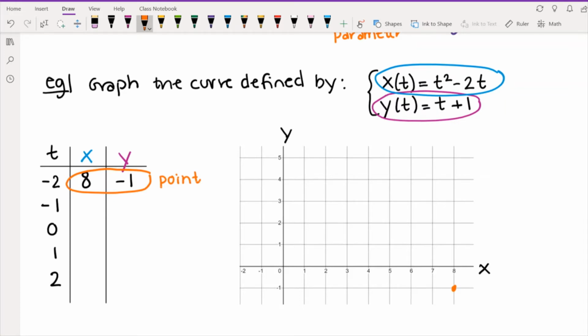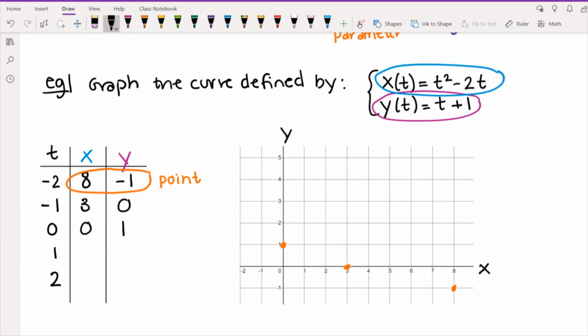Okay, so what's the next point? Well, now we're going to plug in -1 for t. And so if we plug in -1 to the first one, we get 1 plus 2, so we get 3. And then we plug in -1 to the second equation, and we get 0. And so that means that the second point on our graph is going to be 3, 0. So that's here. And then the next one, we plug in 0, so we get 0 for the first one. And for the second one, we get 1. And so that tells us that our third point on our graph is the point 0, 1.